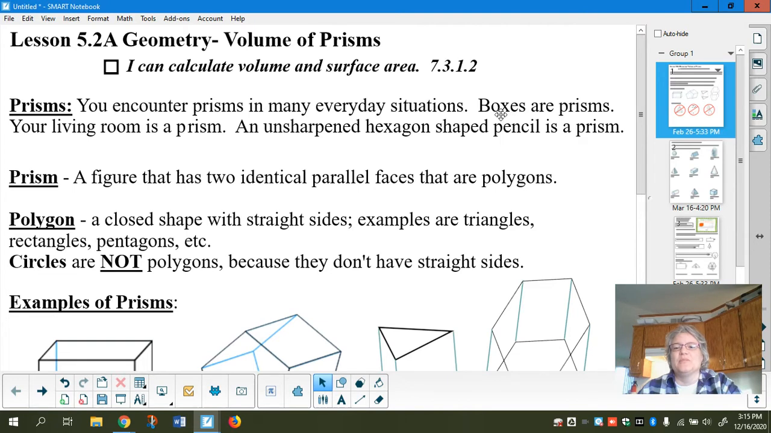Some examples are, most boxes are prisms. An unsharpened hexagon-shaped pencil is a prism. And then it says your living room is a prism. But my living room isn't a prism.